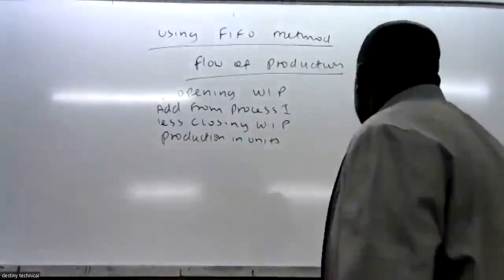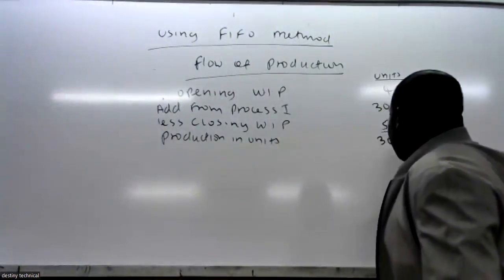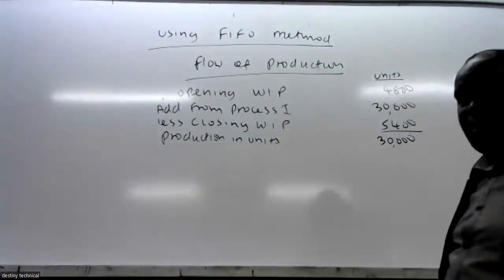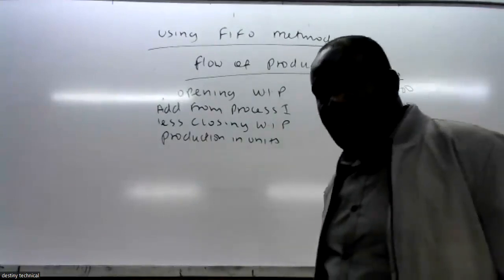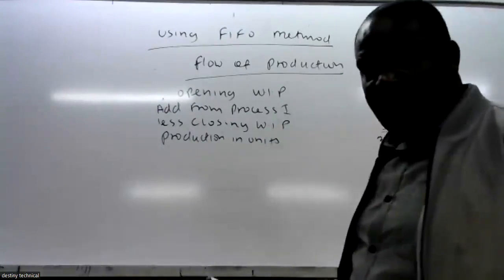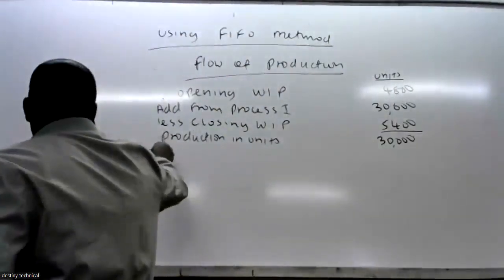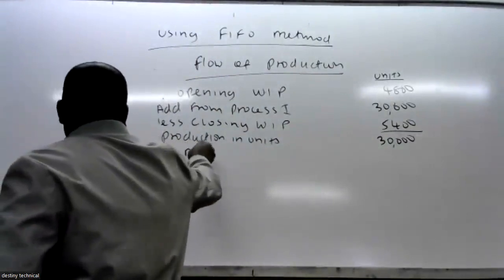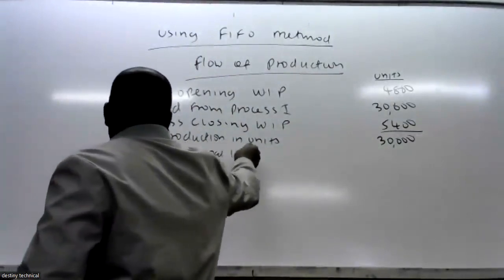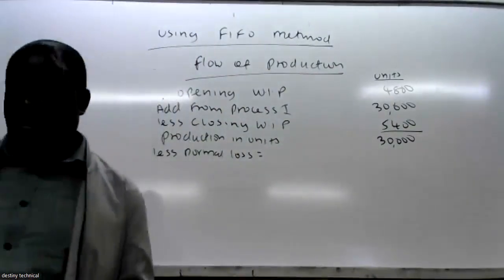I'm told it is 30,000. So once you have computed that, we now less the normal loss. We subtract the normal loss.